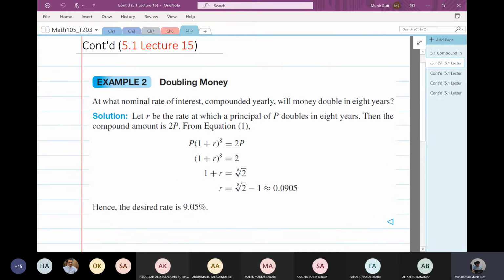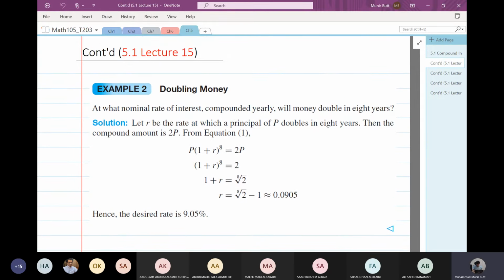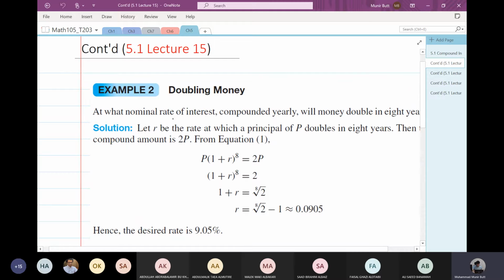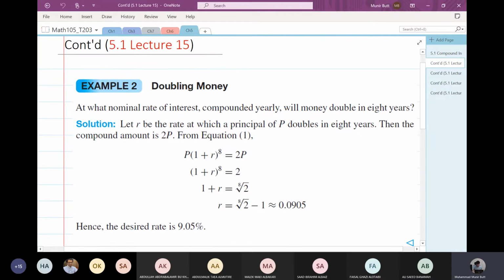Okay, if this is clear, then we talk about the next example. So he asks us about doubling the money. The question is the following: at what nominal rate of interest compounded yearly will money double in 8 years? So you see, he wants to double the money, so it means that S will be double the money, whatever the money is. So P is P, but after 8 years. And what will be the rate? We don't know, and this is what we want.